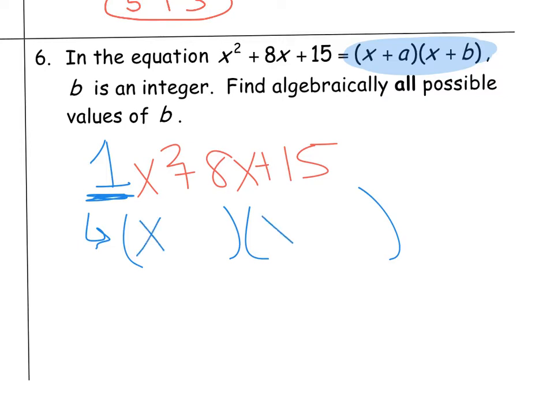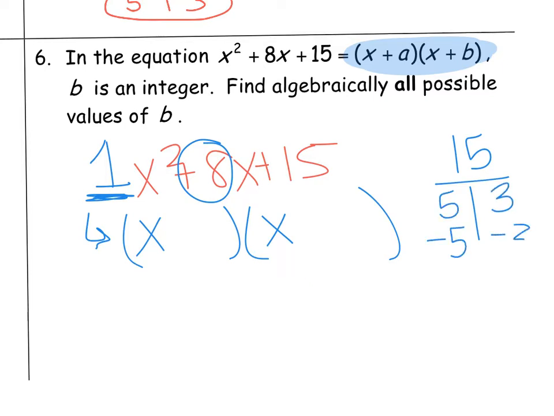I'll have an x out front and an x out front. We need to think, what are 2 numbers that multiply to 15 but add to 8? Well, we've got 5 and 3. I also have negative 5 and negative 3. Negative 5 times negative 3 is positive 15, but that's not going to add to a positive 8. That's going to add up to negative 8. So it has to be 5 and 3. So I'm going to add 5 and I'm going to add 3.